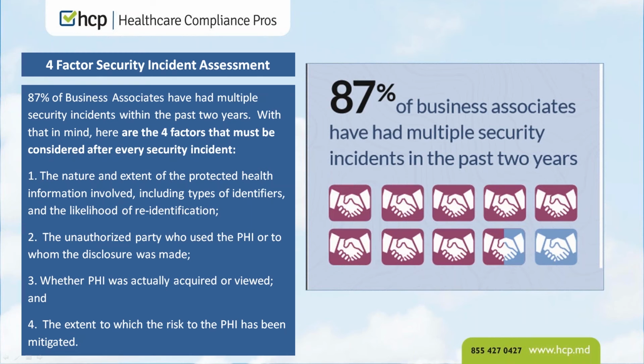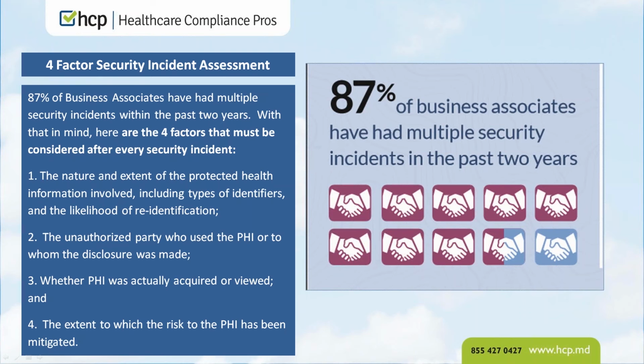Then it's whether that information was actually acquired or viewed. Very important to know with this that there are people who may actually be authorized to view the information, and so you want to analyze that. Did it go to somebody like another doctor's office who typically could view this, and what would they actually do with that information? Finally, the fourth is the extent to which the risk to the PHI has been mitigated. Did they take that information? Did they shred it? Did they send it back to you? What happened to that PHI?